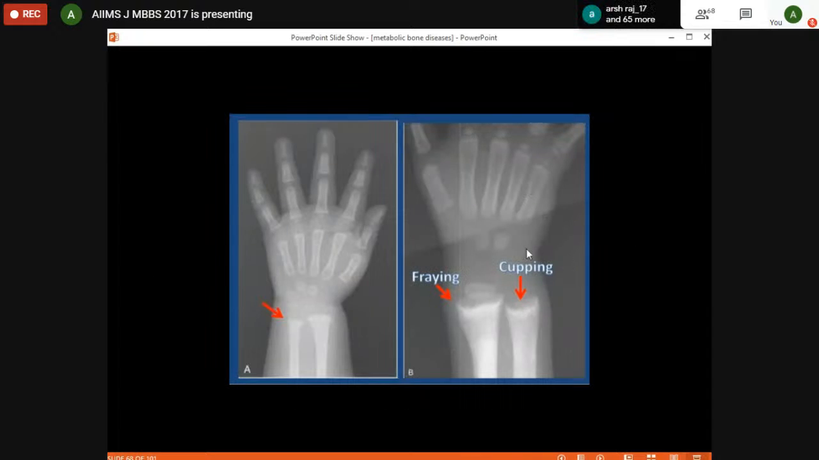Here you can see the fraying at its edges and cupping in the metaphyseal region of the bone. You can see the cupping and fraying at the margins of the bone.